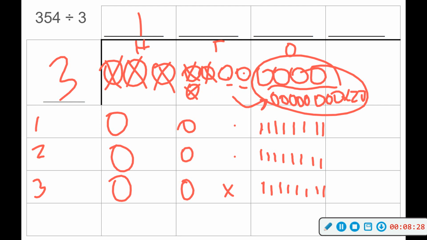So now you can look and see how many is in each group. I have 1 100, and I have 1 10, and I have 1, 2, 3, 4, 5, 6, 7, 8 ones. So 354 put into 3 even groups would be 118 in every single group.